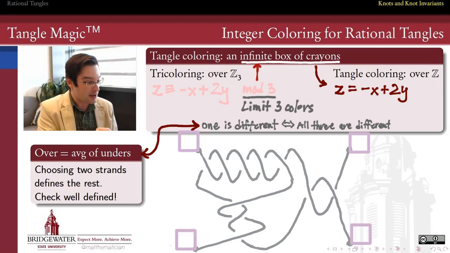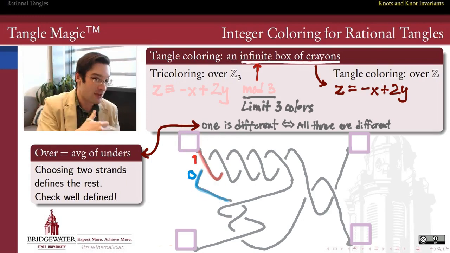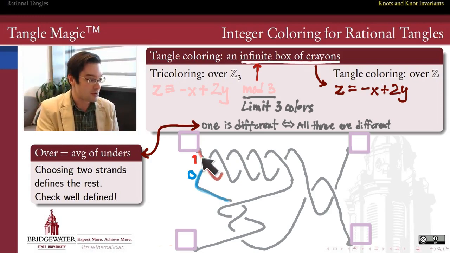And if I want to use this scheme to color this tangle, I need to start somewhere. I need to choose a couple of colors to get my scheme started. And traditionally, I'm going to choose the colors to be up in the northwest corner of my rational tangle. So I'm going to choose them to be 0 and 1. Does this choice matter? It turns out that the answer is no, but we have to wait a little bit to see why. So for now, I'm just going to choose 0 and 1.